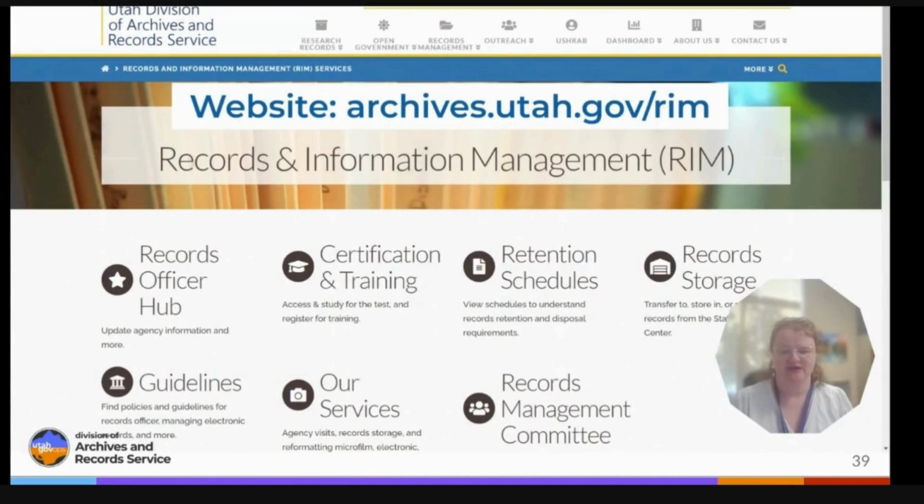First up is our website. This is the Records and Information Management page on our website. From here, you can access the Records Officer Hub, find instructions on transferring records, find authorized retention schedules, and more.